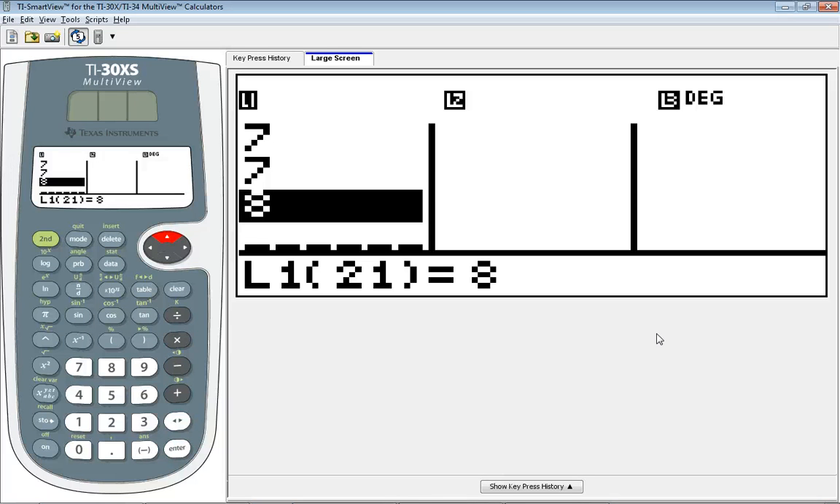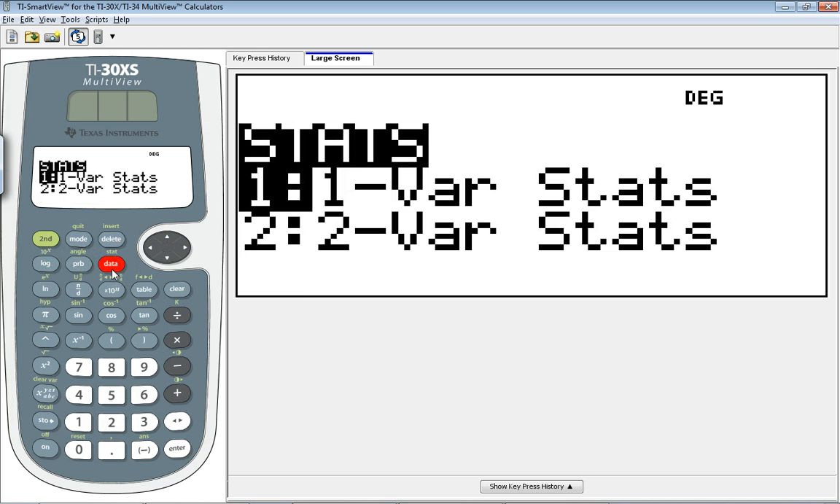Notice, for what it's worth, if I highlight this last number, it tells me how many there were. So there are 21 students in this class. Okay? Anyway, how do I calculate the standard deviation? See above the data button where it says Stat? I need to get to that menu. So I'm going to hit Second, Data, and I will find standard deviation under One Variable Statistics.